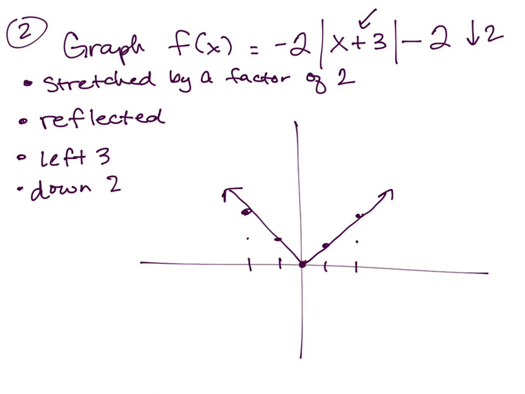And then stretch it. Stretch it first. So we're going to take each output value and multiply it by a factor of 2. So instead of being at 1, 1, it's going to be at 1, 2. And negative 1, 2. And instead of 2, 2, it's going to be at 2, 4. And I'm just going to kind of sketch through those dots. I know that's not my final result, but I do want to see it.